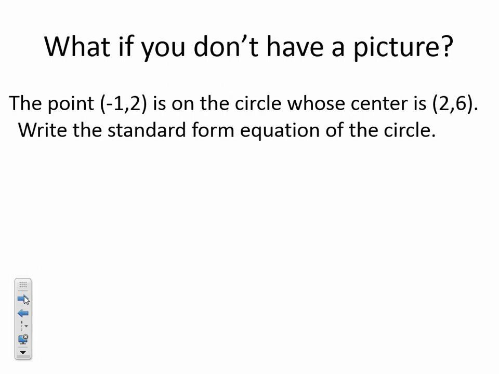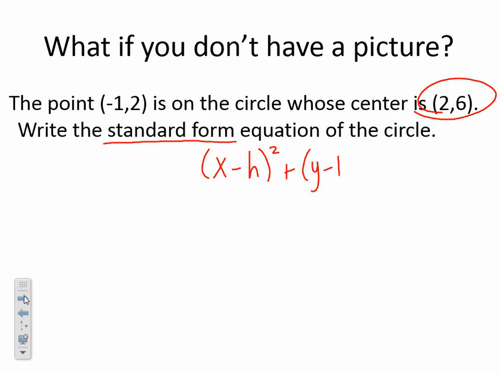Well, what if we don't have a picture, guys? What would we do? If I have a point that's on the circle, and its center is at 2, 6, we need to still write the standard form for the equation of the circle. Well, let's start with that standard form. Y minus k squared equals r squared. Hopefully you've written it enough where you can start to remember it, okay?